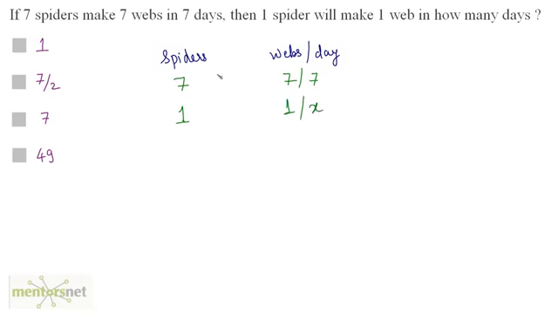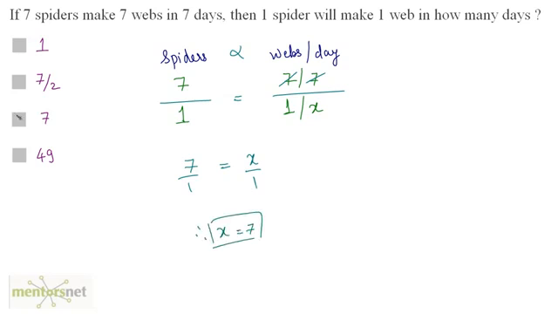So, the more the number of spiders, the more webs they will make. So this means that this is a direct proportion. So I can take the ratio and directly equate them. So I have 7 is equal to this 7 and 7 gets cancelled. This x goes to the top. So 7 by 1 is equal to x by 1. And therefore x is equal to 7. And that's our answer. Option C.